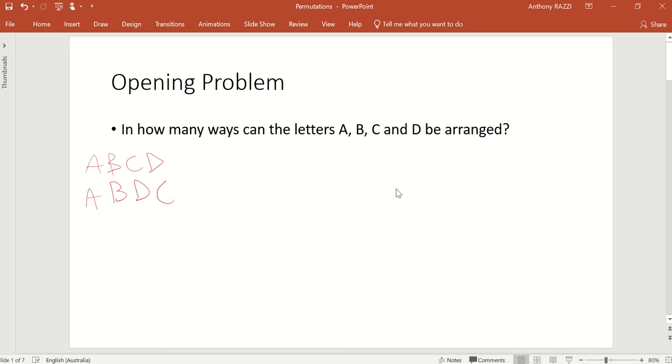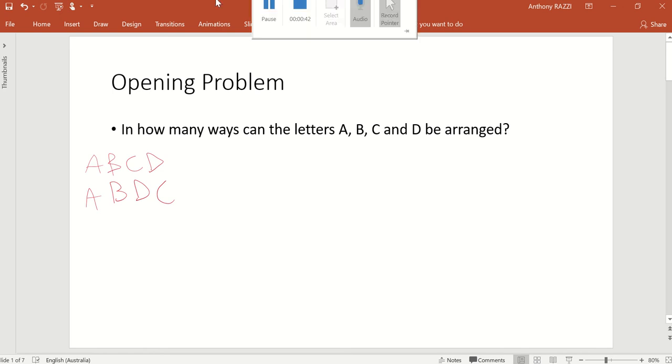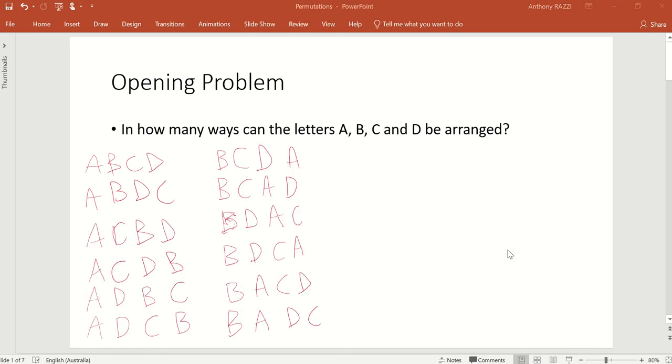So I've gone through and I've done 12 of them. You can repeat this pattern. I've done ABCD, then ABDC, and then I've switched it to ACBD and ACDB, and then I've swapped to ADBC and then ADCB. I've done the same pattern, but then done it for BC, and then the two combinations, BD, the two combinations, BA, the two combinations. And you can do the same pattern for starting with C, same pattern starting with D.